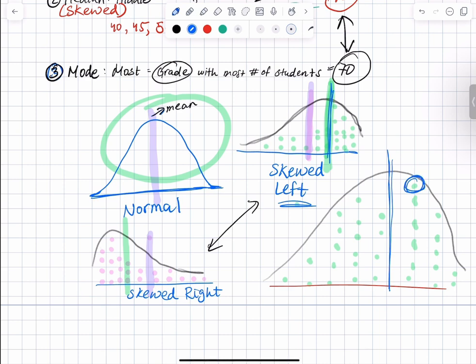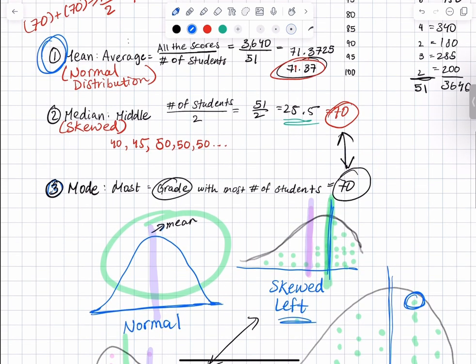Well, that's not very accurate. For these graphs, the mode could work, but it doesn't give you the most accurate observation of how your class did. So you generally want to use the mean, and you definitely want to use the median.